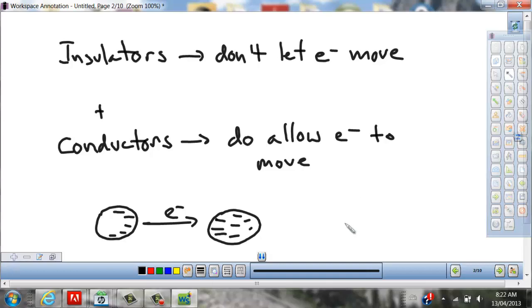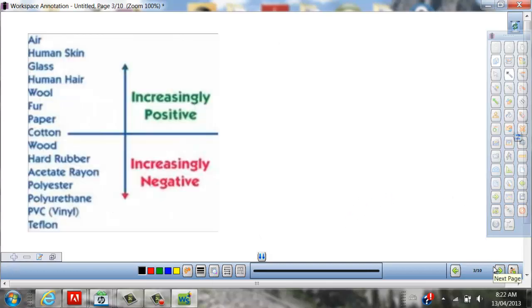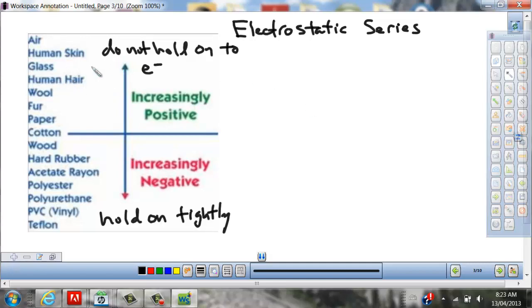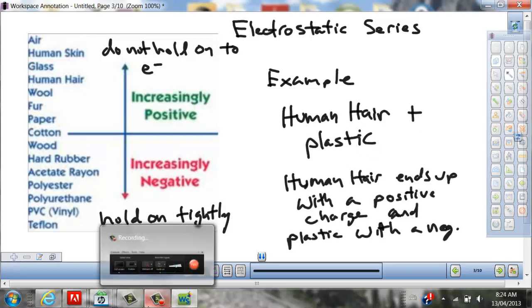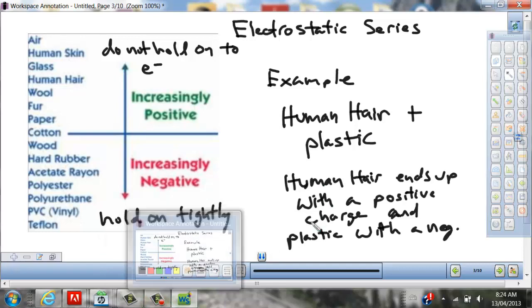What all materials can form is what's called the electrostatic series. And this is a ranking system for comparing different types of material. And so you can see up here, human skin does not hold on to electrons that well. So whenever you rub a piece of material at the top of the list with a piece of material below it, the electrons transfer down. So take an example, human hair and plastic. If you rub them together, the human hair ends up with a positive charge and the plastic with a negative.